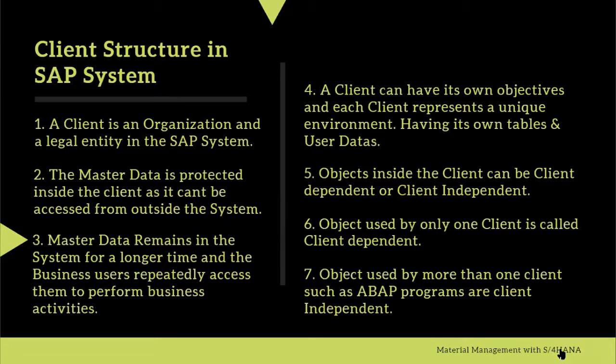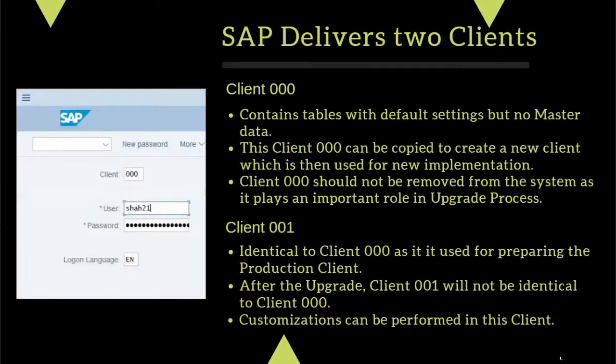There are two ways that a client can hold its objects. A client can have object dependent and object independent, in other words, client dependent or client independent. The objects that are used only by one client are called client dependent. Whereas if the objects are used by more than one client, such as ABAP programs, they are client independent. You can see the image attached here, which tells you what a client is.